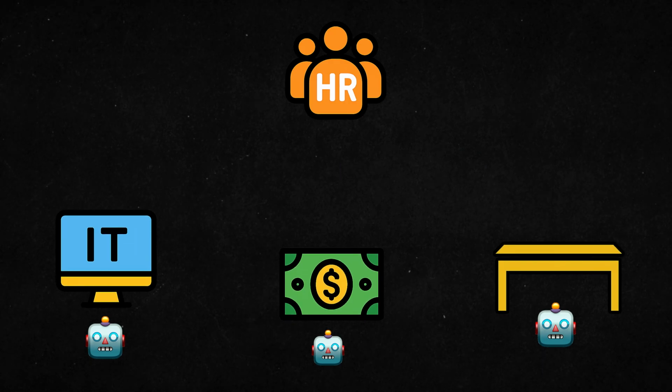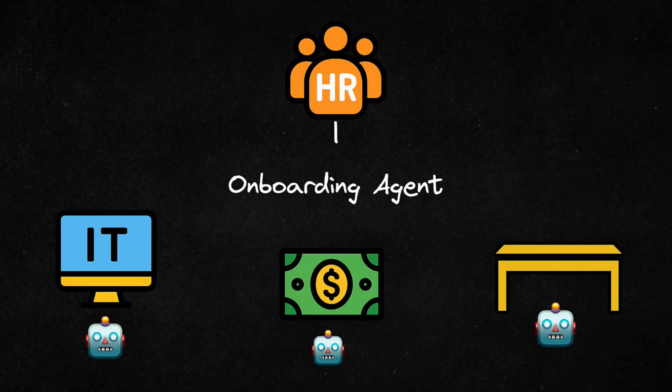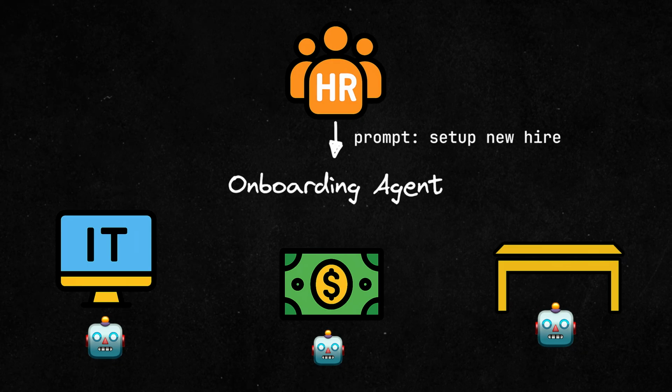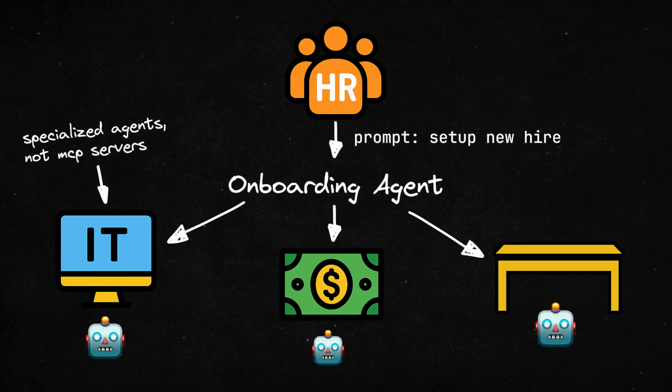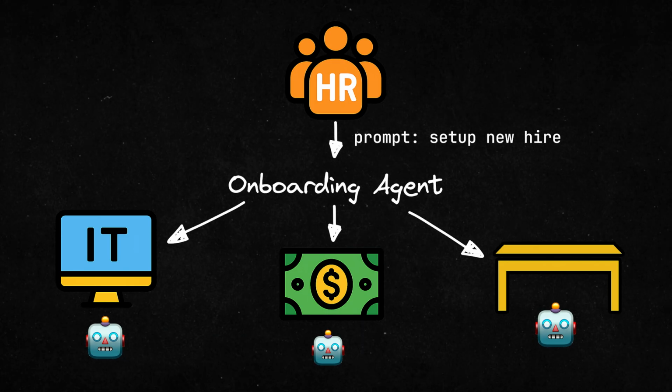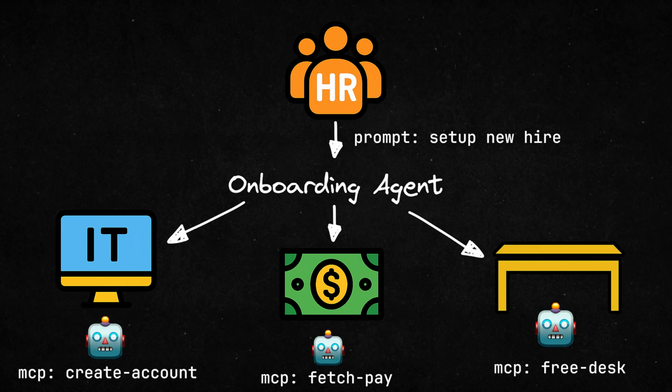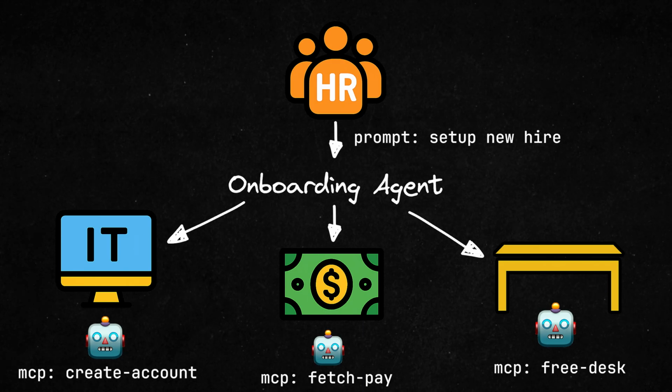With A2A, all these agents speak the same language. HR just tells their main onboarding agent about the new hire, and this agent uses A2A to automatically tell the IT agent to create the accounts, the finance agent to set up pay, and the facilities agent to sort out the desk. Those individual agents might then use MCP servers to complete their tasks. Everything works smoothly with A2A.